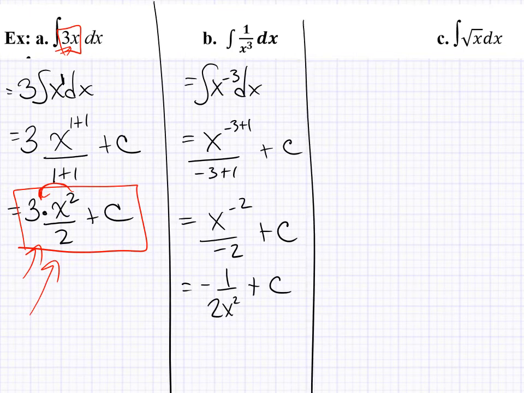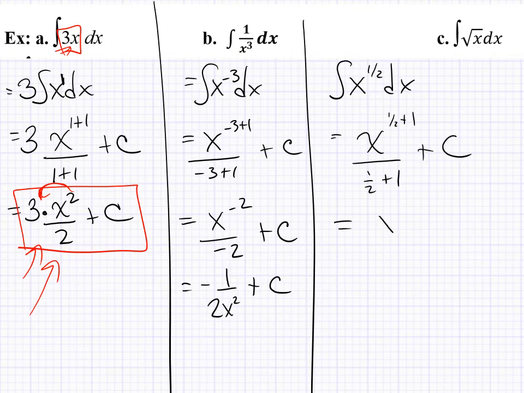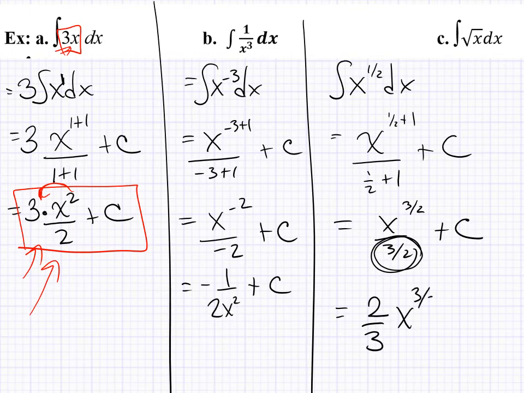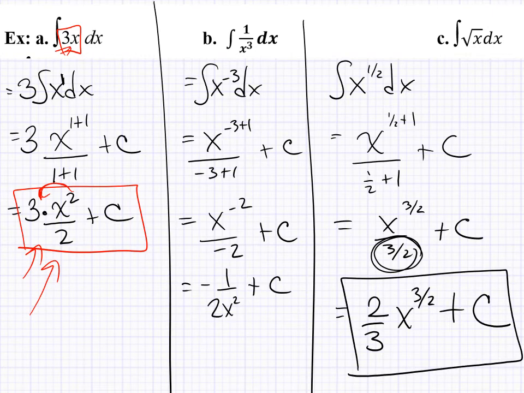Final one, I'll rewrite it as x to the 1/2. Again, another power rule. If I take the antiderivative, I have to add 1 to the power and divide by that new power. So what you see here is we end up with x to the 3/2 divided by 3/2 plus c. If we're dividing by a fraction, we need to remember to flip and multiply, so it's actually times 2/3. And there's your answer.